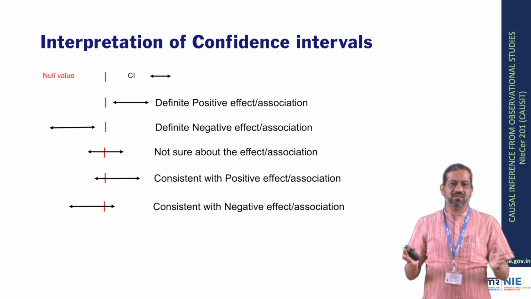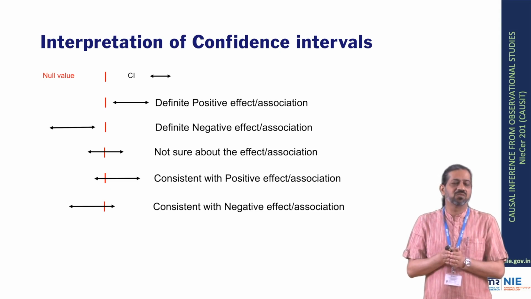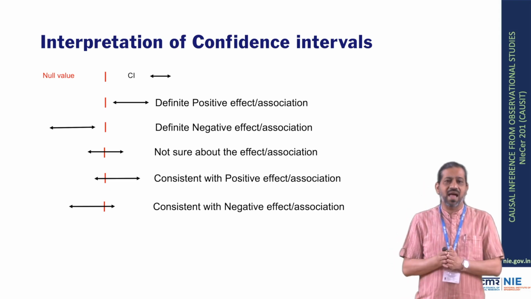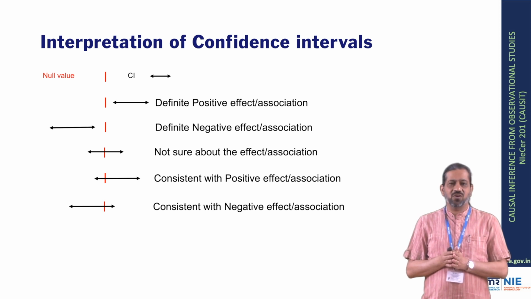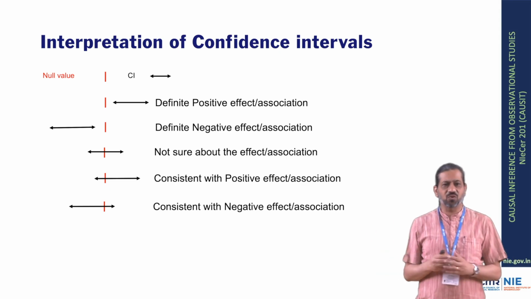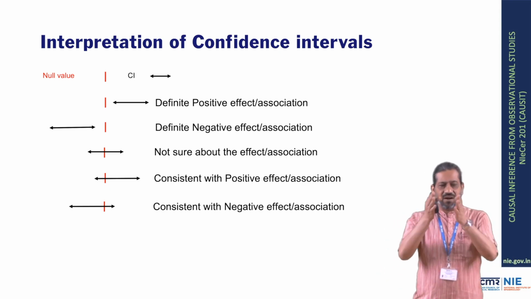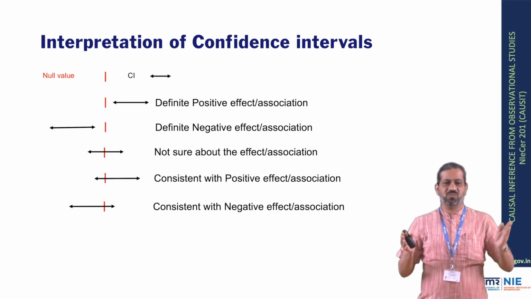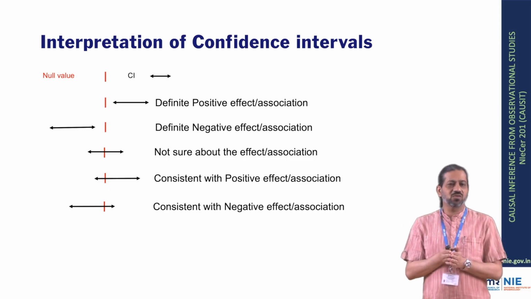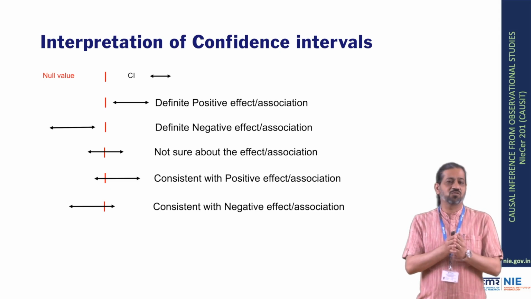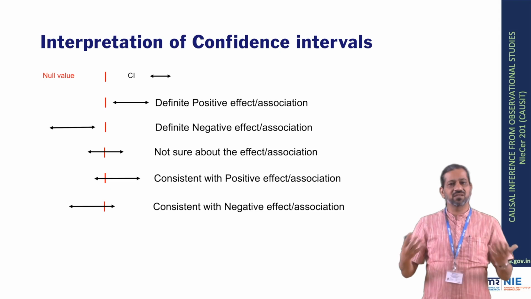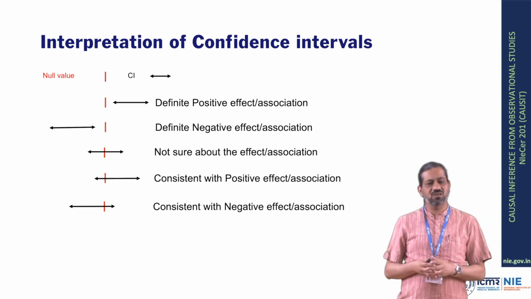Now, if the confidence interval includes the null value, for example, let's say the point estimate of the risk ratio was 2, and your confidence interval ranges from a lower limit of 0.7 to an upper limit of 4. This 0.7 to 4 includes the value 1. So what it means is that the risk ratio could be less than 1 or the risk ratio could be more than 1. And hence, we are not really sure whether there is an association or not.